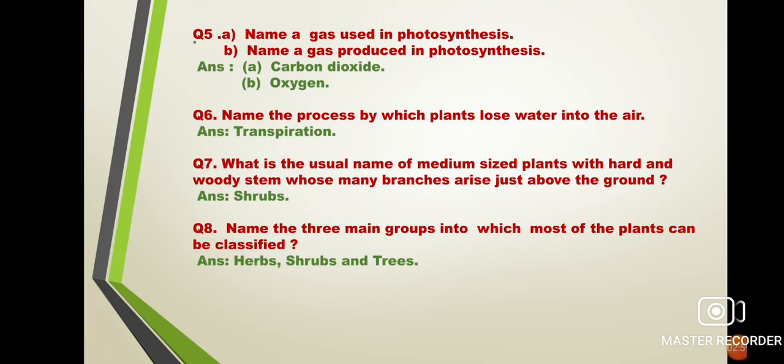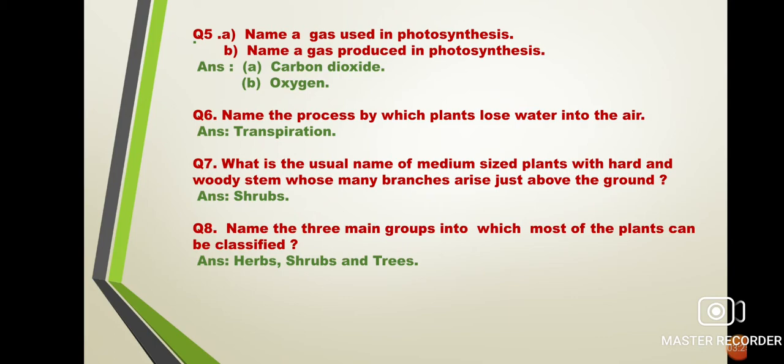Next, question number 6. Name the process by which plants lose water into the air. The answer is transpiration. Okay, what is transpiration? Transpiration is a process of loss of water from the surface of the leaves. Okay, now from which part of the leaf? From the stomata. Stomata are the small pores which are present in the leaf, and from the stomata this transpiration process goes on.